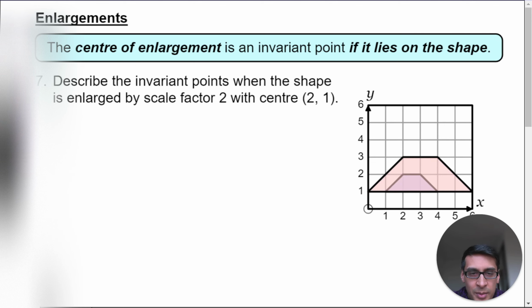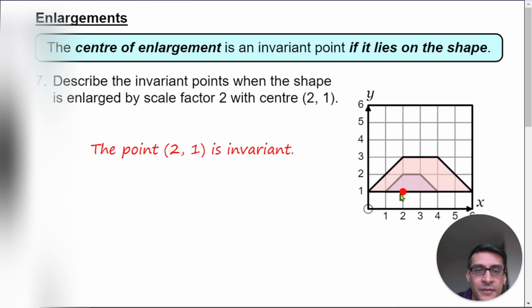When you enlarge the shape about that point, if you look at the ratios, if you look at the length of the pink shape, you've got a length of 6, and the original shape has a length of 3. So 1/3 of the way along is that point, and it's 1/3 of the way along for both shapes, ends up at 2, 1. So actually that point hasn't changed. We can say that 2, 1 is invariant.